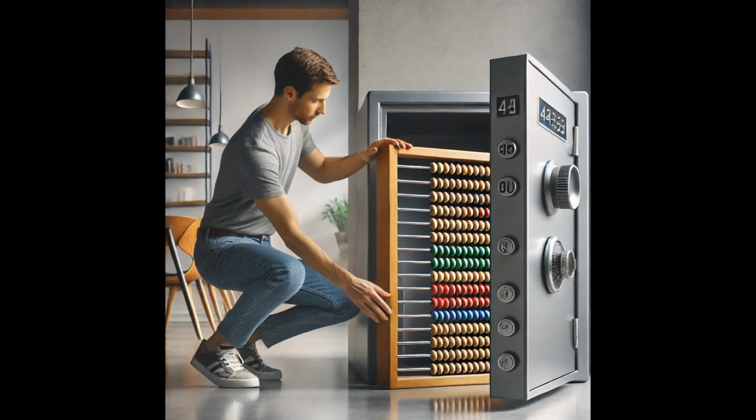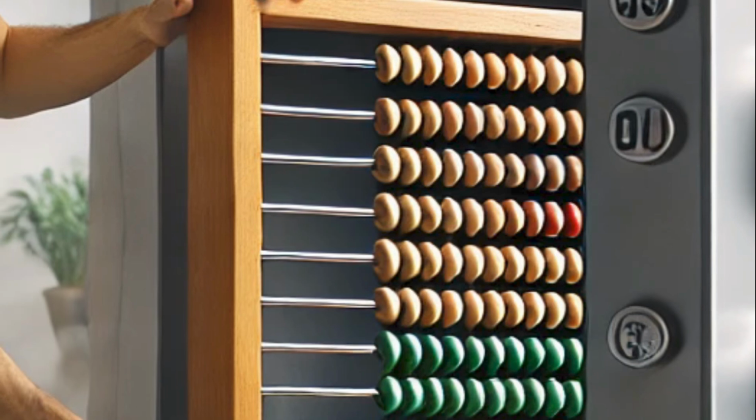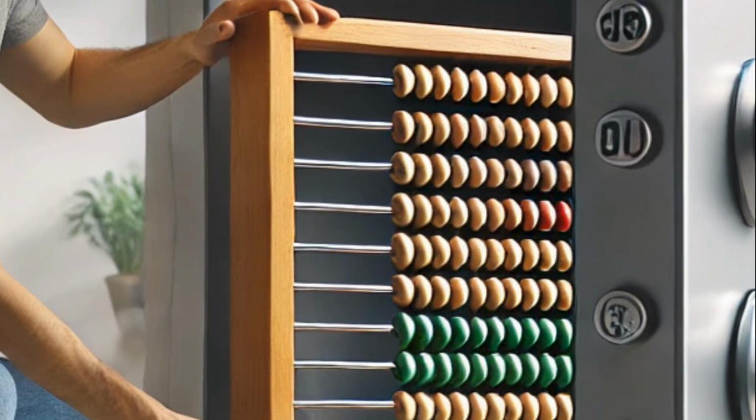At this point, let us set aside the abacus and rely solely on the written representation of numbers. We progress, 201, 202, and so on, until we reach 299. And after that, 300. Now consider what happens when we reach 999. Precisely, we arrive at 1000. This is the essence of the decimal positional system. With this understanding, the abacus becomes unnecessary.